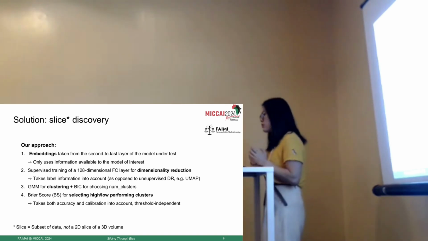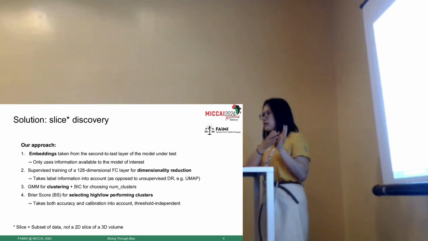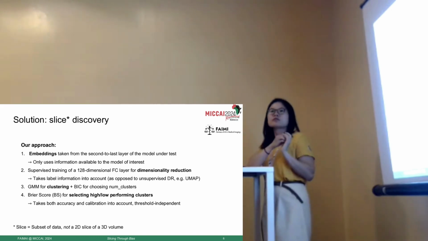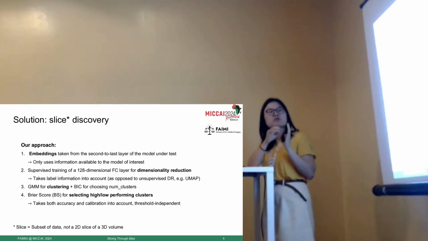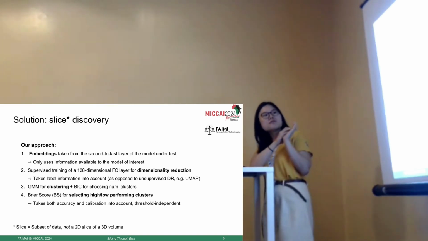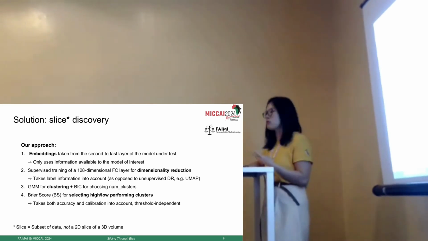For embedding, we take the second to last layer of the model. Compared to other methods, for example, some methods use the features from a pre-trained model, like a contrastive learning model, like CLIP. By using this, we can actually use the information that is related to the model.